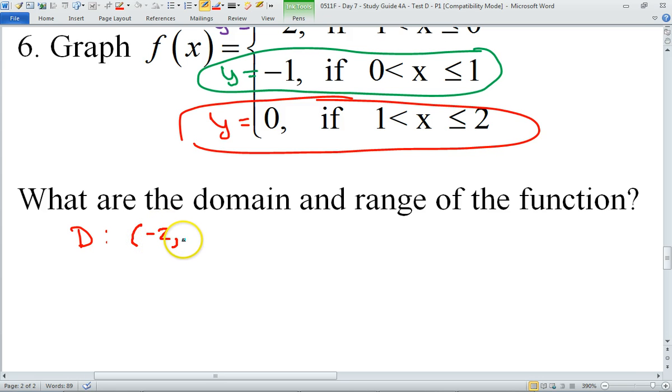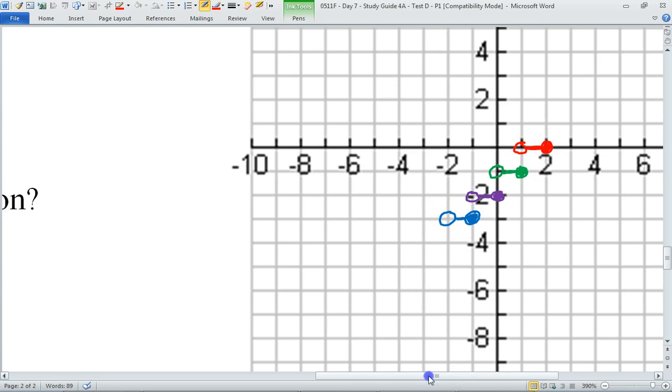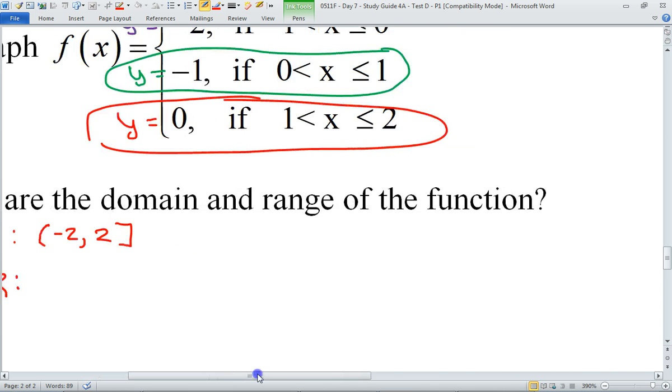Notice how I need a round parentheses on my negative 2, and yet I need a square on the positive 2. That's because on the left side, I have an open circle on the end. On the right side, I have a closed circle. So round, square. Now the range. Okay, if you said just negative 3 to 0, you were close, but wrong. Okay, and I expected a bunch of people to put that. Does anybody know what I need to do for the range of this problem?